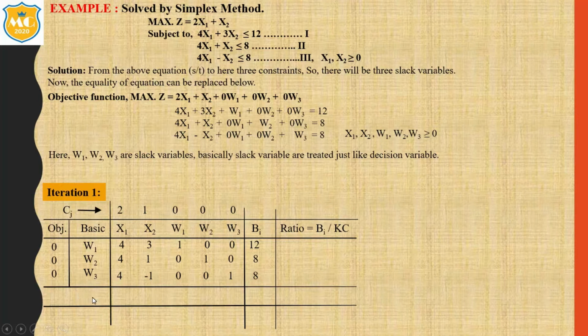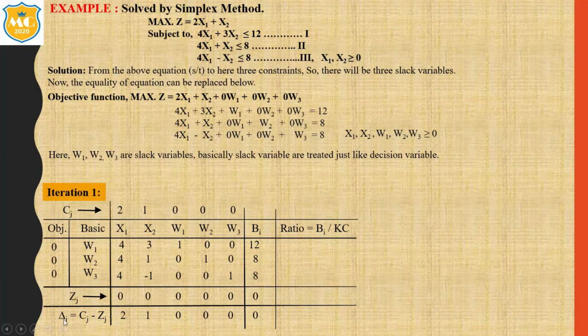Next we have to write down the zj value. So how to find out this value? Simple, just the multiplication of these two values, the objective and this column value. So 0 into 4 plus 0 into 4 plus 0 into 4, so here we get 0. Similarly, here all the objective values are 0, so all the zj values are 0. Next we have to find the delta j value, that is cj - zj. So first 2 - 0 = 2. Similarly 1 - 0 = 1, 0 - 0, 0 - 0. Clear?